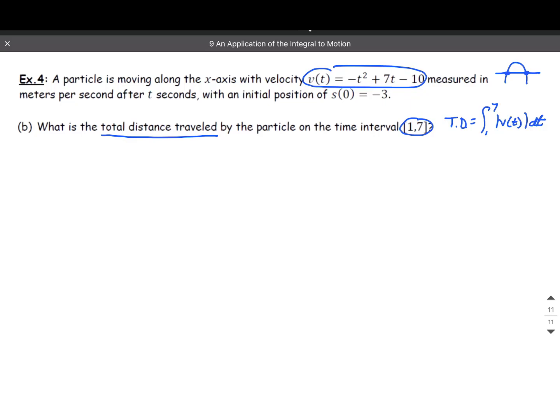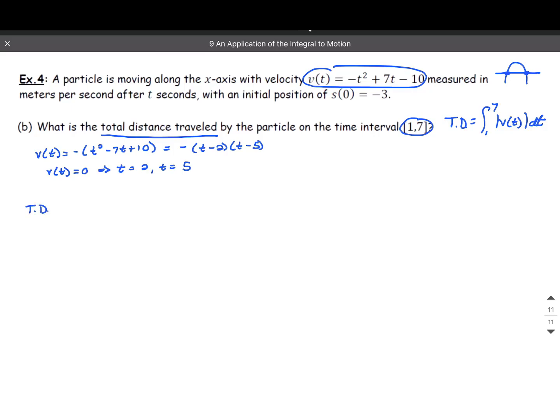So what we need to do first is we're going to take this velocity and factor it. I'm going to factor out the negative first. And then I know that's going to factor to t minus 2 and t minus 5, which means that the velocity is 0 at t equals 2 and t equals 5. That is where we're going to need to break up our integrals.